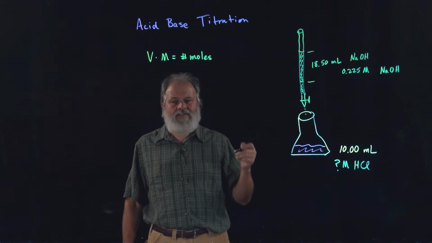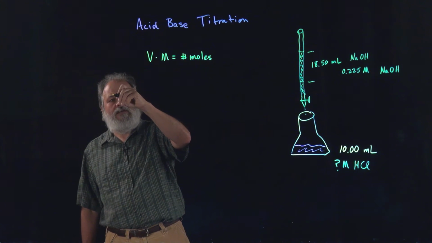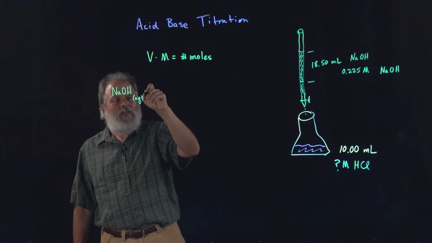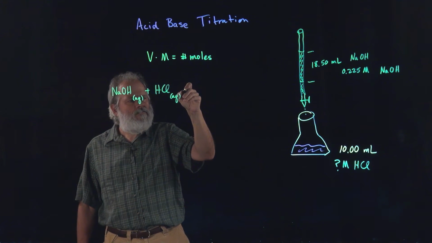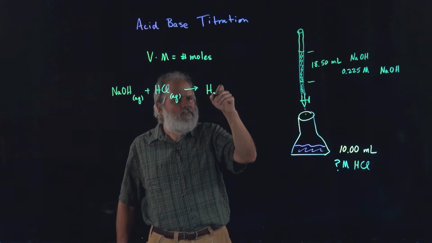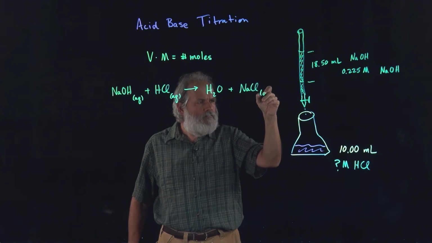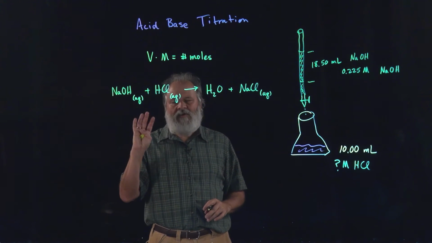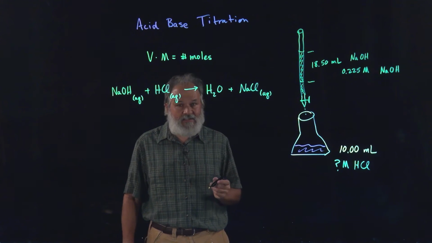Okay, so let's take this a step at a time. We need to write down the chemical reaction. And so sodium hydroxide plus hydrochloric acid is going to produce water plus table salt. And this is all 1-to-1, so I know that the number of moles of sodium hydroxide has to be exactly equal to the number of moles of HCl, which makes our calculation a lot easier.